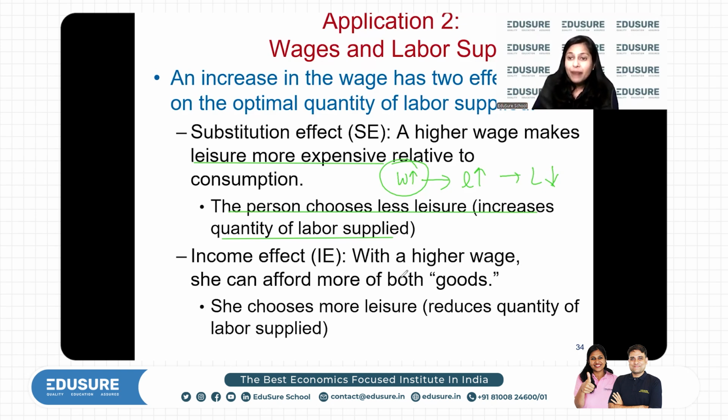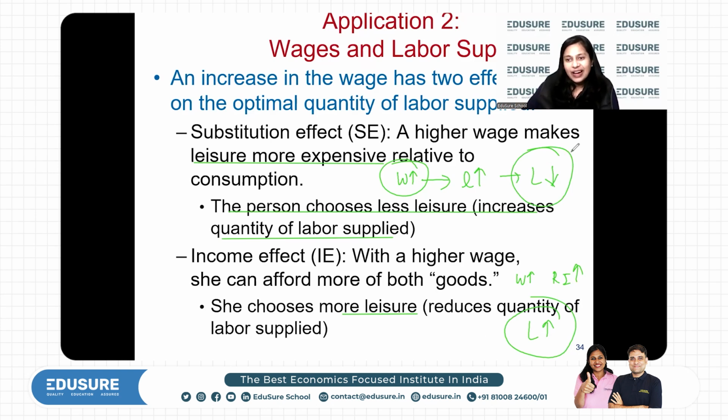So because you're richer, you want to buy all the goods which are normal. Leisure is also a normal good. Consumption is a normal good. So with a rise in wages, when your real income rises, you want to consume more of leisure. So because of income effect, there's a tendency of increasing leisure. Because of substitution effect, there's a tendency of reducing leisure.